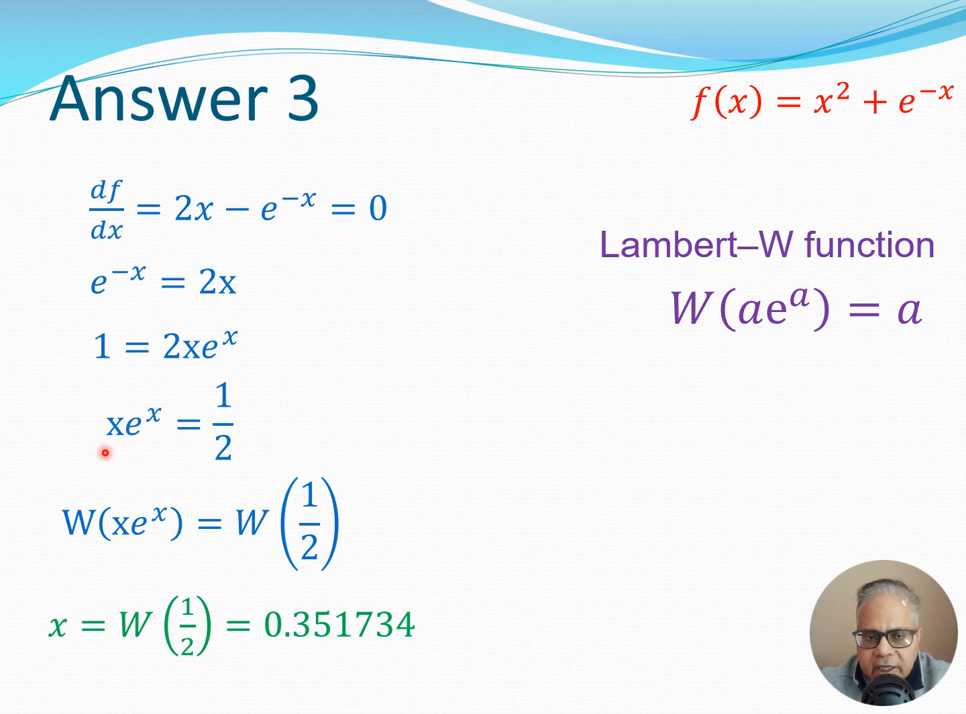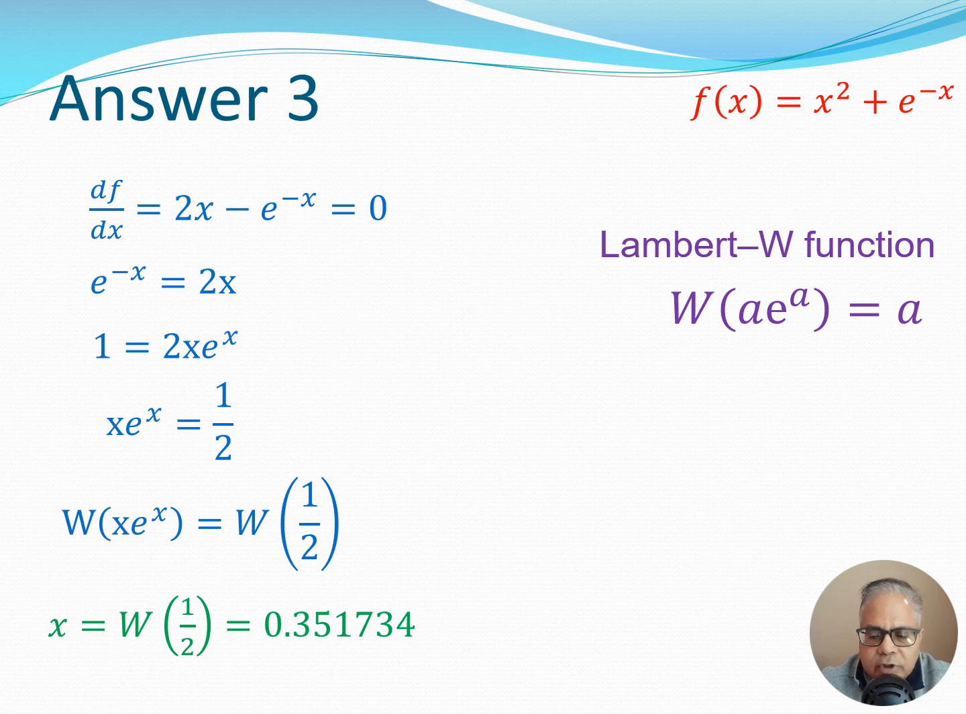And here I see that this x e to the power x is in the form a e to the power a. So I can apply the Lambert W function to both sides of this equation, and then I get W of x e^x is W of half. Once I get this, I can find the solution, because W of x e^x will simply become x from the definition of the Lambert W function itself. Then I can find x as W of half, and the Lambert W function for half is going to be 0.351734.